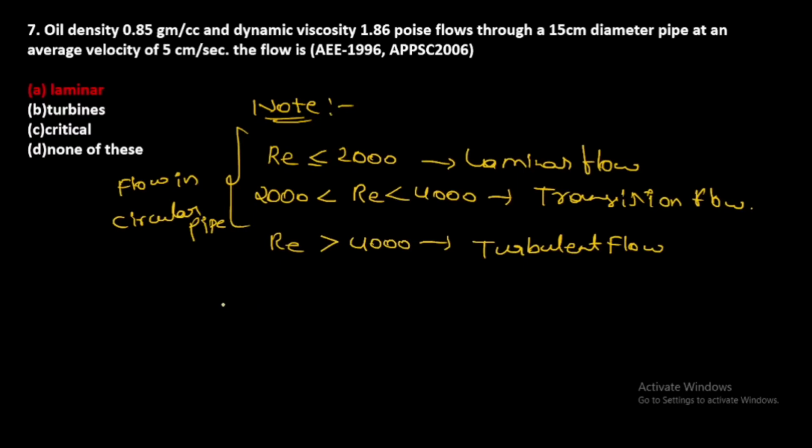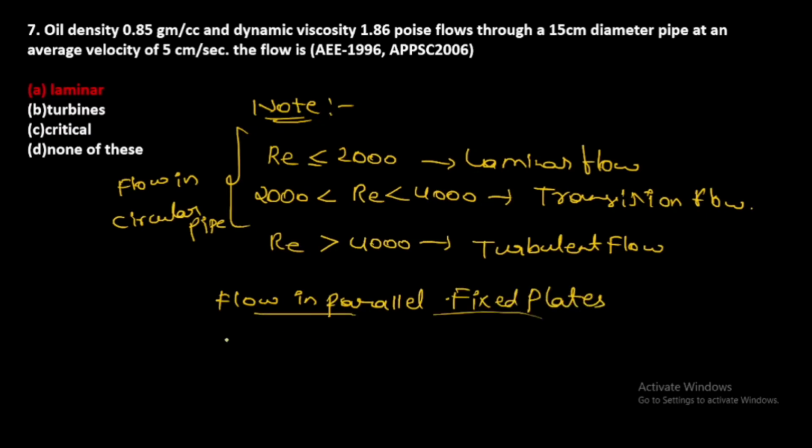whereas for flow in parallel fixed plates, we have the condition that if Reynolds number is less than or equal to 1000, then we will call the flow laminar flow. So you should remember this. This condition is for flow in parallel fixed plates, and the other condition is for flow in a circular pipe.